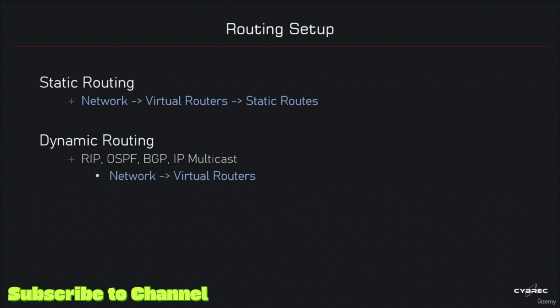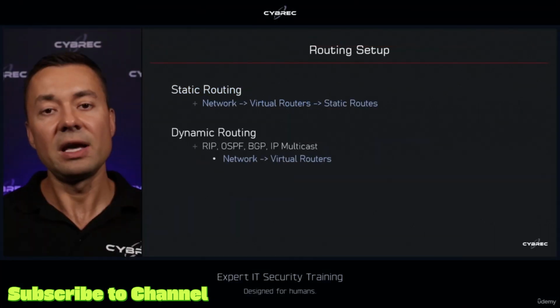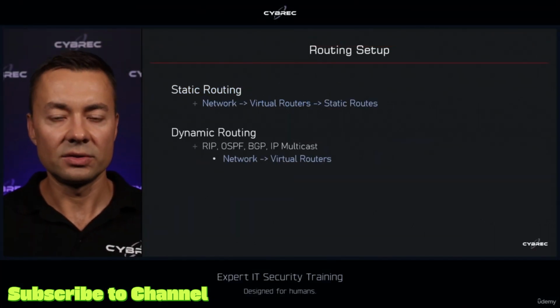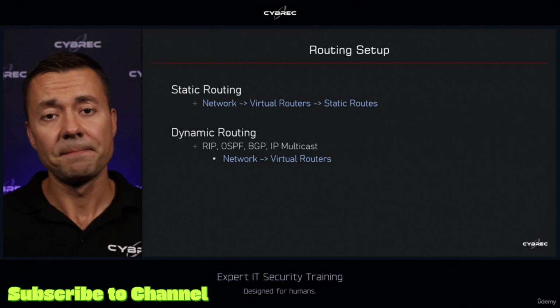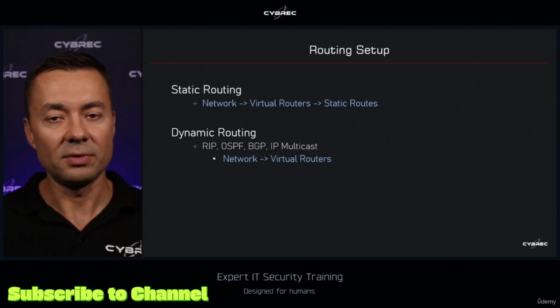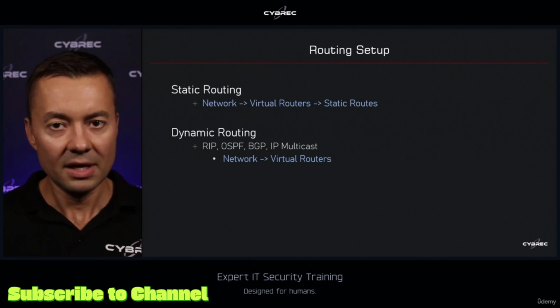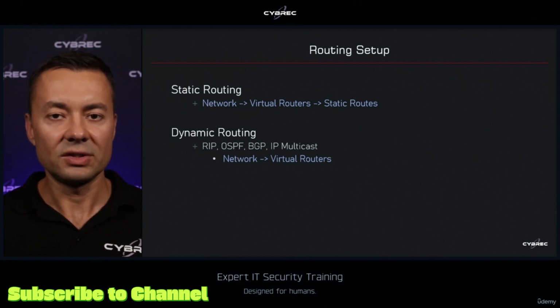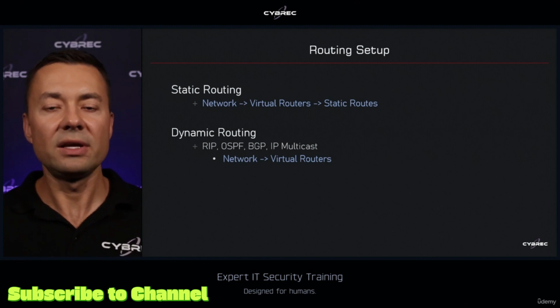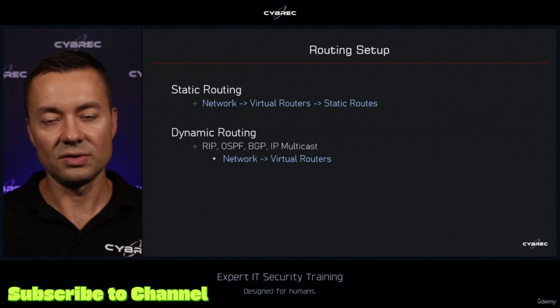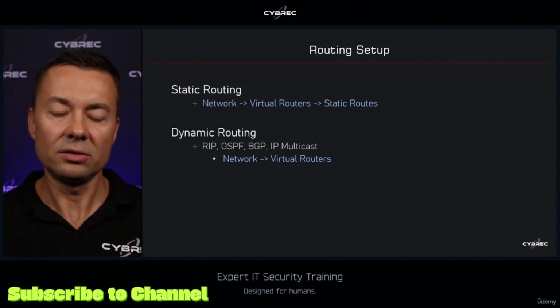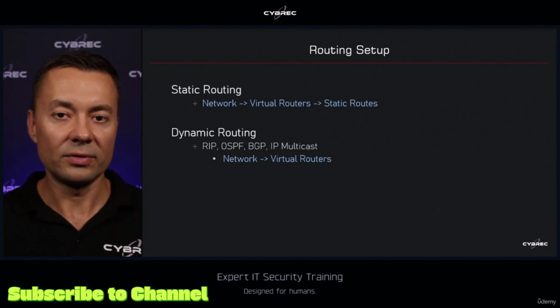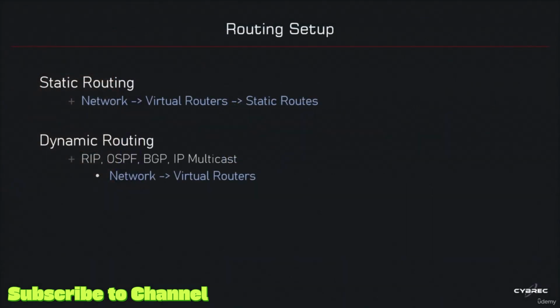OSPF, BGP. You could even configure IP multicasts and use some advanced routing features such as policy-based routing or even perform route redistribution. And as I said earlier in this session, the advanced routing engine, or just advanced routing mode, is going to even give you access to some more tools and options for the different routing methods and protocols. But we will do the basic stuff.